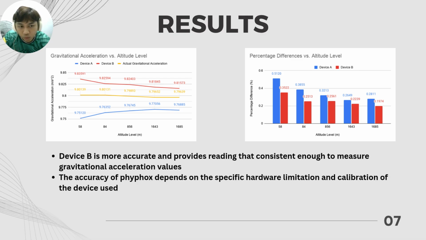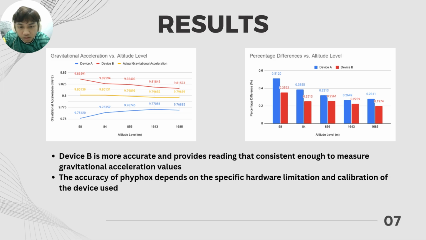However, for device A, the trend is quite odd, with an upward slope across the experiment. From 58 meters, the gravitational acceleration rises from 9.75 meters per second squared up to its peak at 9.771 meters per second squared at 1,642 meters. And at the final altitude, 1,685 meters, the reading has a reverse trend and follows the actual gravitational trend.